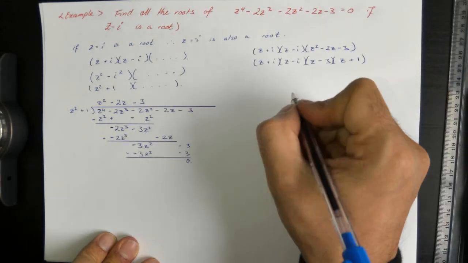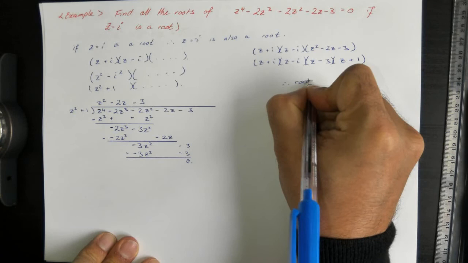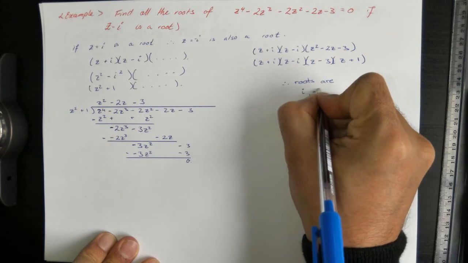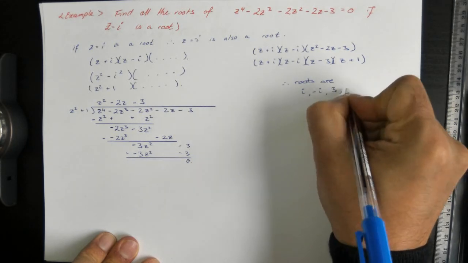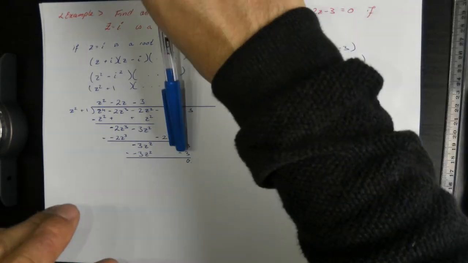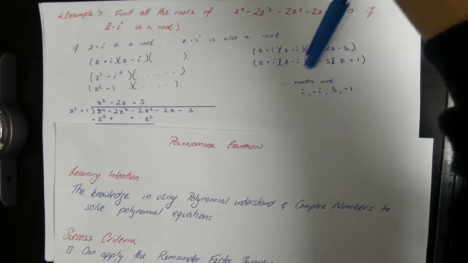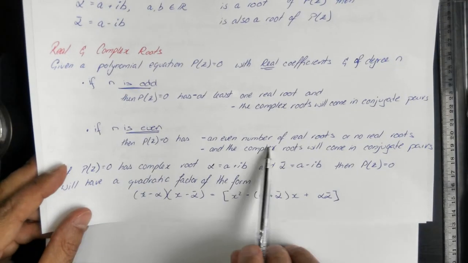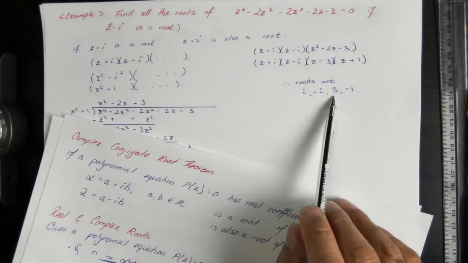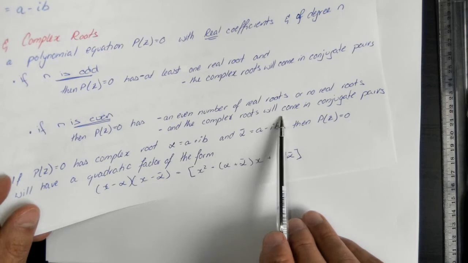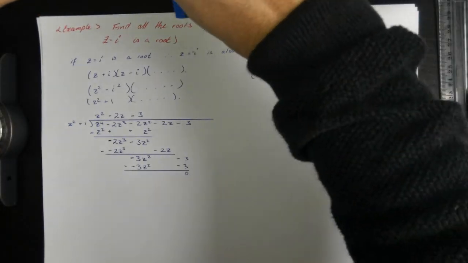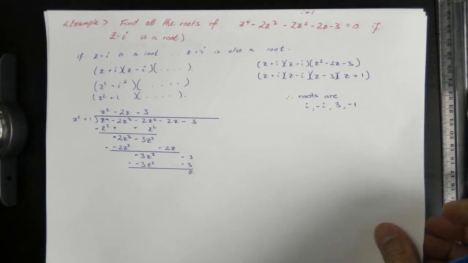Alright, so therefore the roots are i and negative i, 3 and negative 1. So I remind you, if the polynomial is even, it has an even number of real roots, and complex numbers become conjugate pairs. Okay. All right.